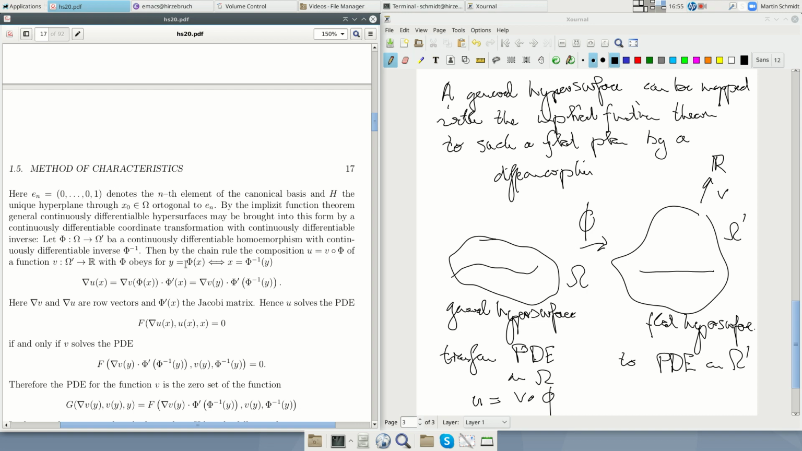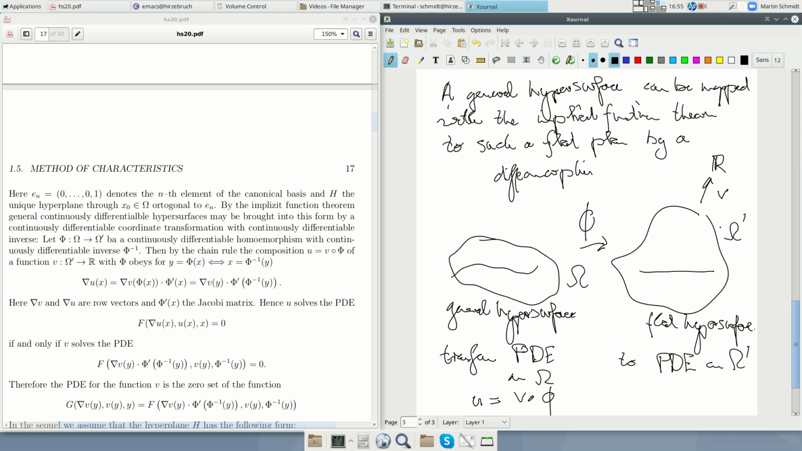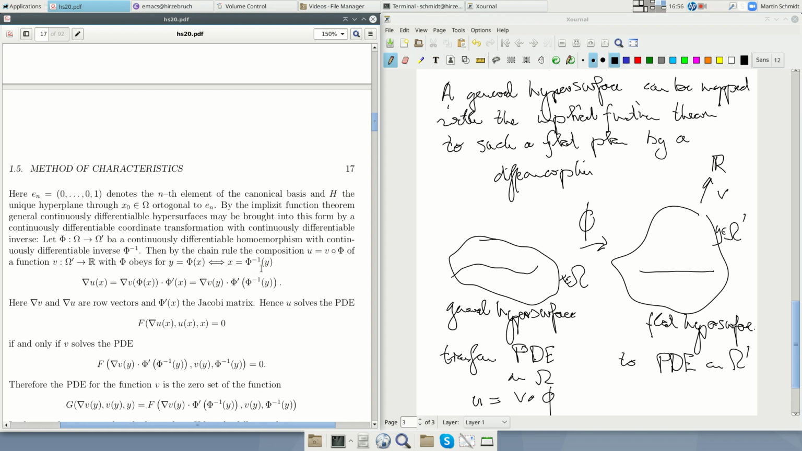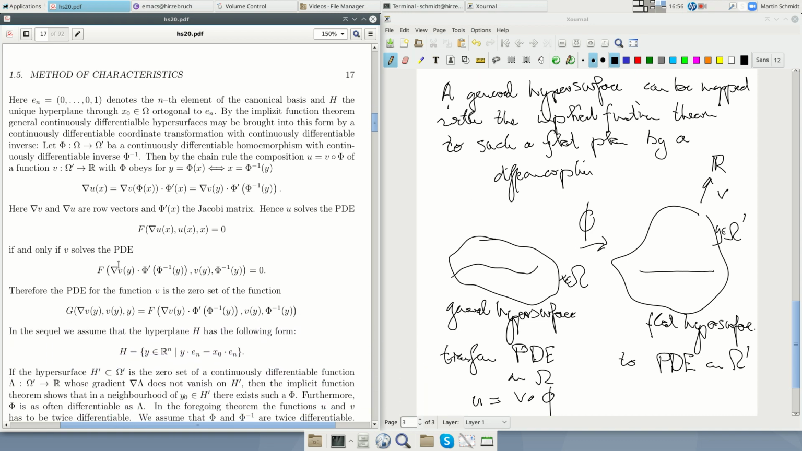Of course, if we call y the image, the elements y here, and x the elements here, so y is phi of x, then x is given by the inverse mapping applied to y. So we may express this as the gradient of v at y times phi prime evaluated at this point, which should be x. So this differential equation is equivalent to this differential equation for the solution v. Here we just replaced the derivative of u by this expression, and of course the values should be the same, and x is the inverse mapping applied to y.